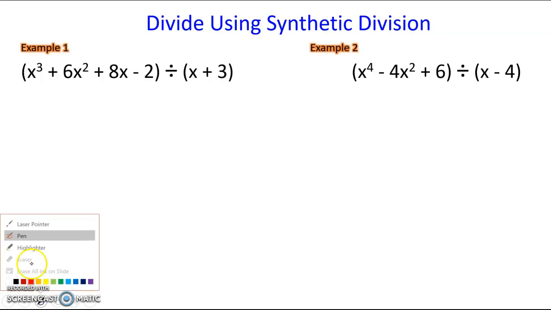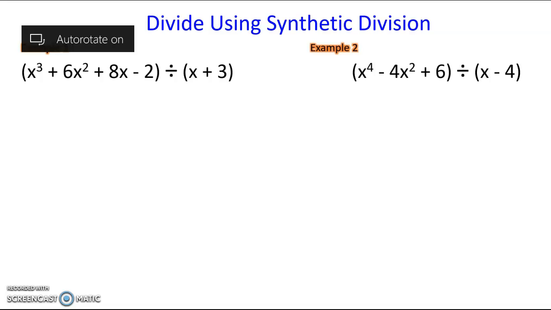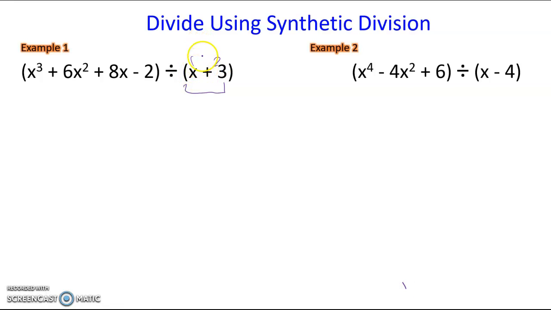With synthetic division, I have to look to see if my rules are satisfied. X plus 3, do I have a binomial? Yes, I do. One and two terms, that's a binomial. Is my leading coefficient a 1? If I look, there's no number out in front there, so yes, the leading coefficient is a 1. Is my highest exponent on my x a 1? It actually is. So from there, I can now use synthetic division, okay?